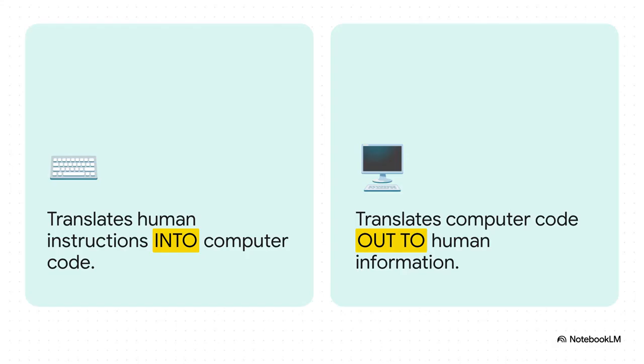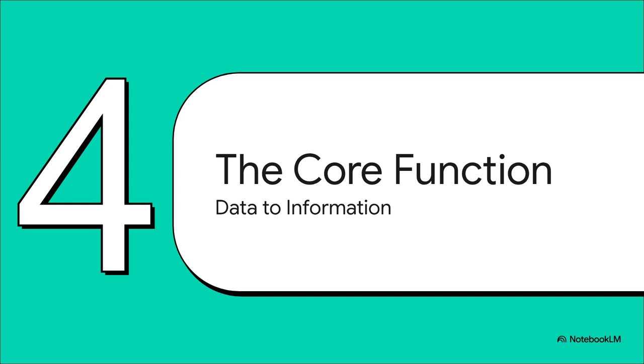I love this slide because it shows the beautiful symmetry of it all. They're a perfect pair. The input unit's job is to translate our human world into the computer's language. The output unit's job is to translate the computer's language back out to us. Together, they form this essential bridge between our world and the world of the machine. So when you look at these two units working together, the gateway in and the gateway out, you really start to see the computer's ultimate purpose. It's not just about shuffling ones and zeros around. It's about a fundamental transformation.